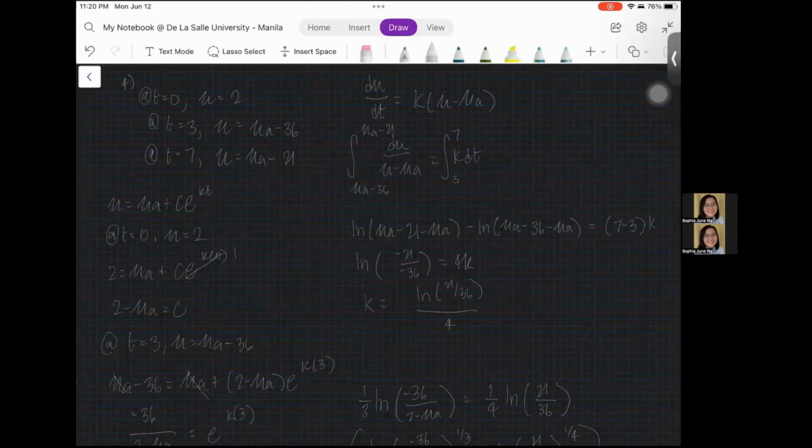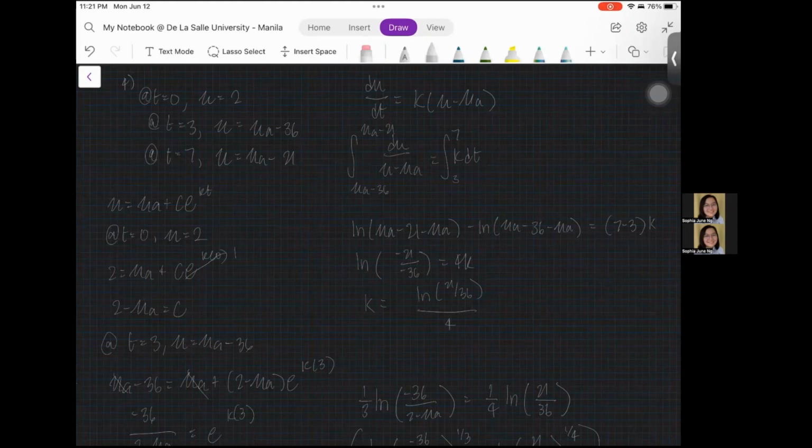Okay, so for this number, we have Newton's law of cooling, and the problem reads as such. It is scorching outside. You take a thermometer that is 2 degrees Celsius outside, and after 3 minutes, the temperature is now 36 degrees Celsius below the surrounding temperature. After another 4 minutes, the temperature is only 21 degrees Celsius below the surrounding temperature. What is the surrounding temperature if it is constant?